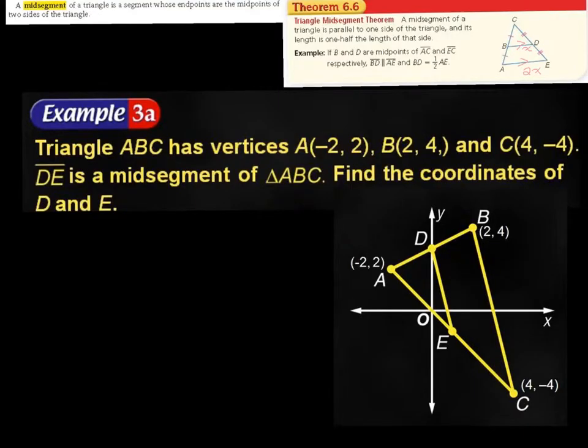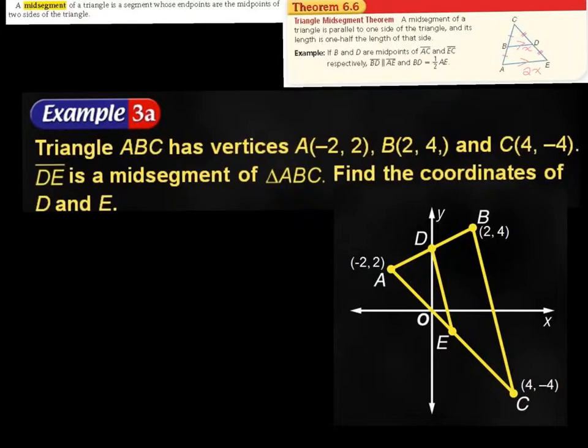For example 3, triangle ABC has vertices at -2, 2, 2, 4, and 4, -4. DE is a midsegment of triangle ABC. Find the coordinates of points D and E. It was helpful to plot the points first and see where D and E are going to lie. So I know that the parallel lines should be DE and BC. I'm looking at the graph. So I need to find the midpoint of AB and the midpoint of AC.